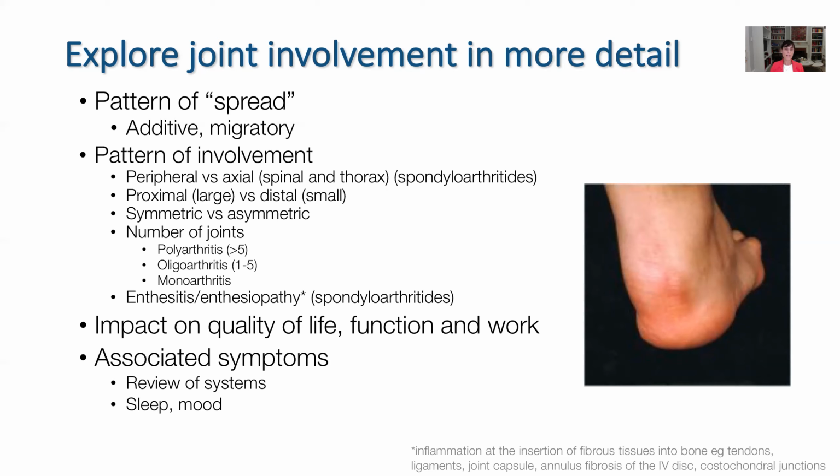Describing the pattern of arthritis can also be referred to in terms of whether the joints are proximal, in general larger joints, versus distal, generally smaller joints. Whether it is a symmetric or asymmetric pattern may also be very informative. And then describing the number of joints that have been affected. A polyarthritis is generally thought of as involving more than 5 joints, monoarthritis a single joint, and oligoarthritis between 1 and 5 joints.